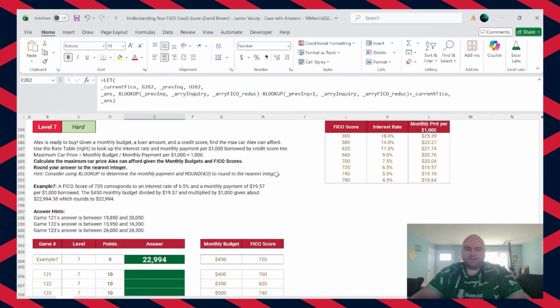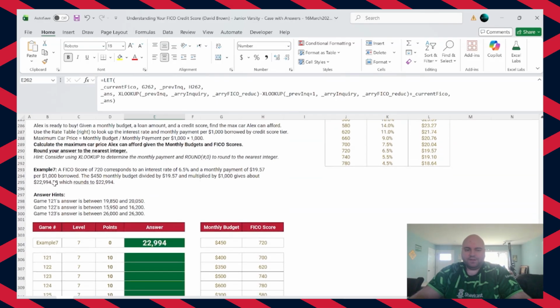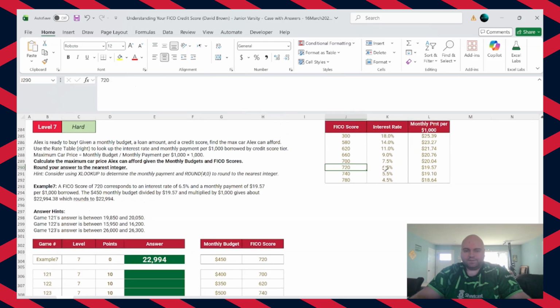Again, it gives us a hint of using XLOOKUPs and the round. And there's a lot going on here, but I think the example does a good job demonstrating. A FICO score of 720 corresponds to an interest rate of 6.5%. 720, 6.5%, and a monthly payment of $19.57 per 1,000. A $450 monthly budget coming from here, divided by 19.57 and multiplied by $1,000 gives this 22,000, almost 23,000 figure, which rounds to 22,994. So let's break this down.